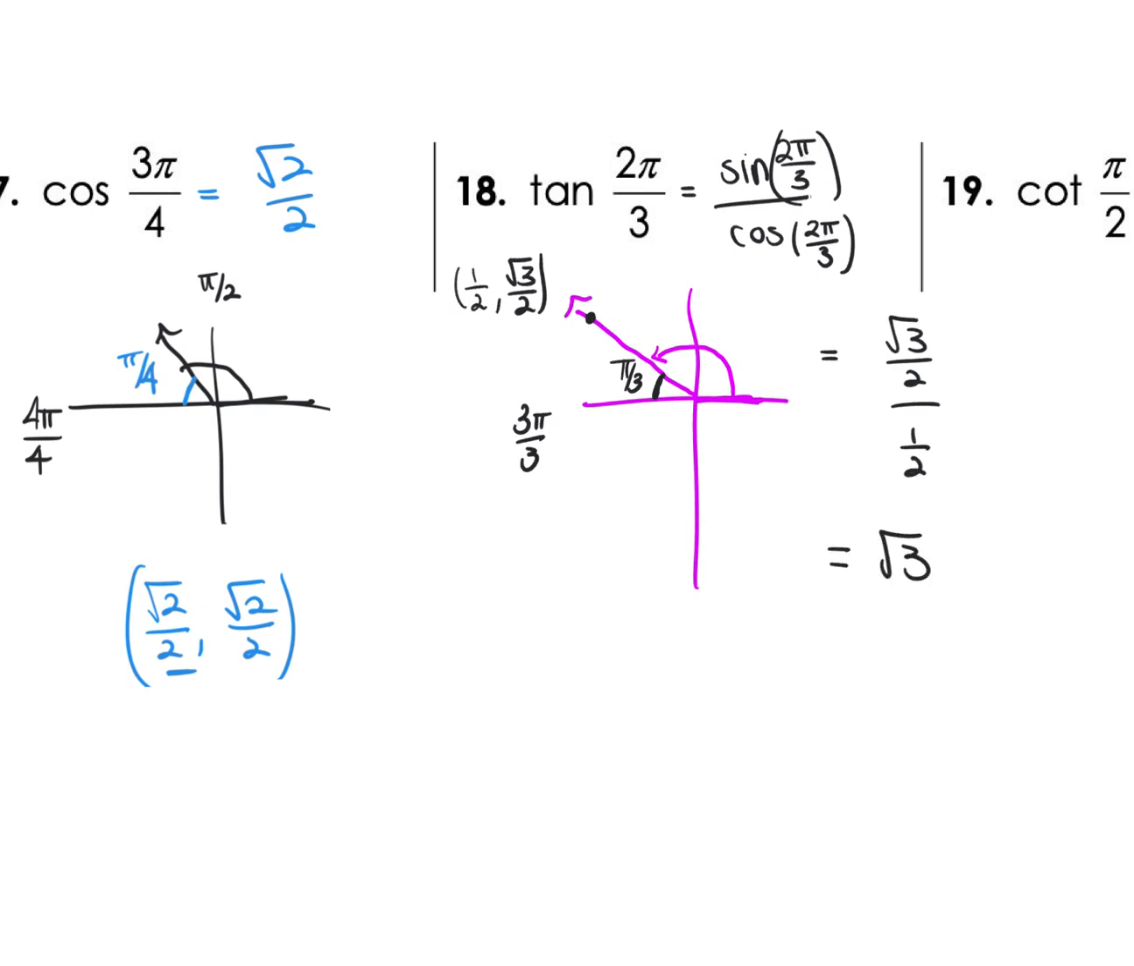Now we have cotangent of pi over 2. So pi over 2 is equal to a 90-degree angle, actually. So this is the point 0, 1. So cotan is cosine over sine. So it's going to be 0 over 1. So it's just 0. It's not undefined.